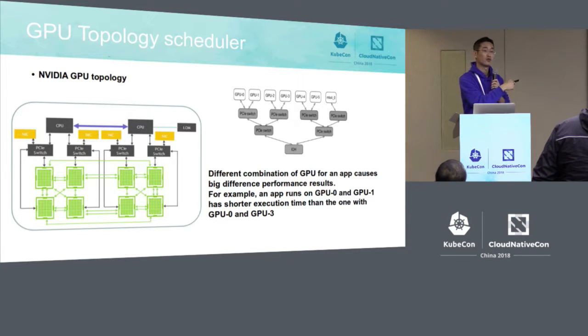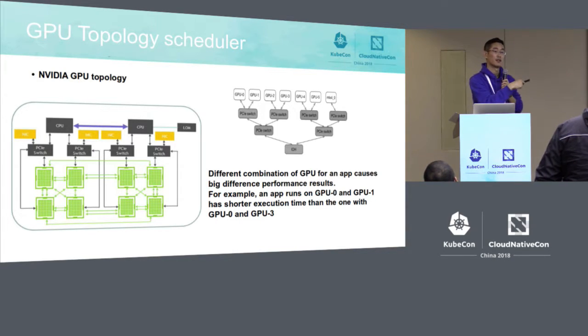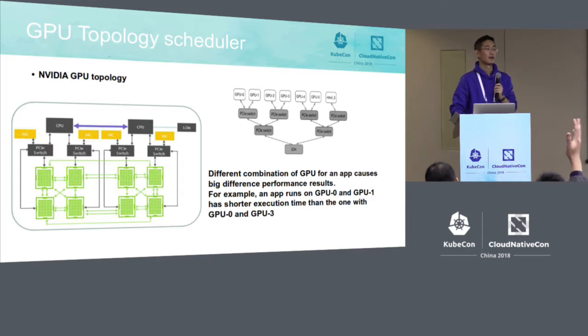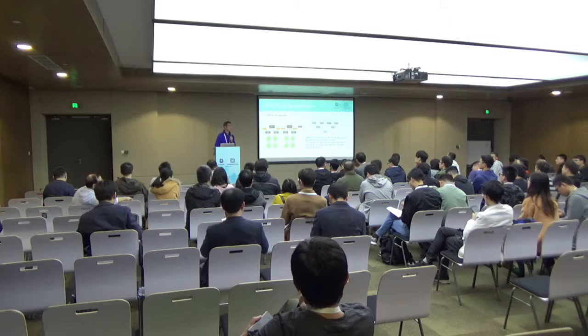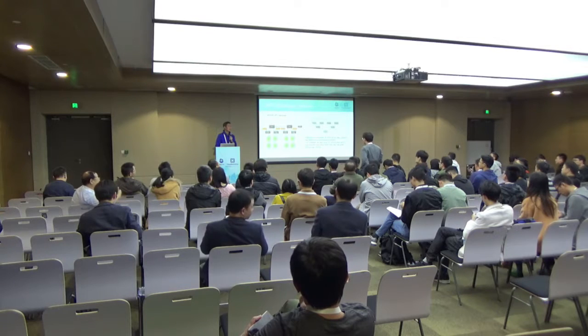So actually, our scheduler considers the number of layers of PCI switches. By doing so, it helps the user to select a better way of transmitting data, so they will not have slow speed because of insufficient bandwidth. The next question.